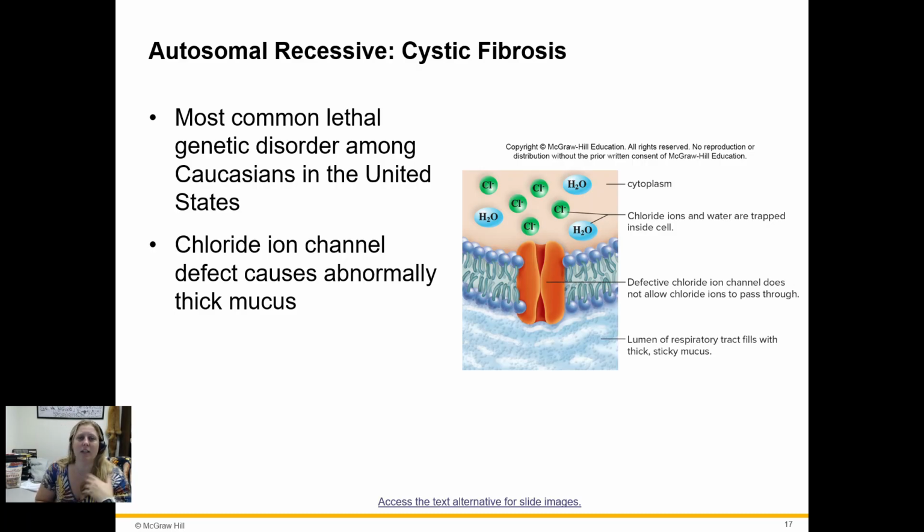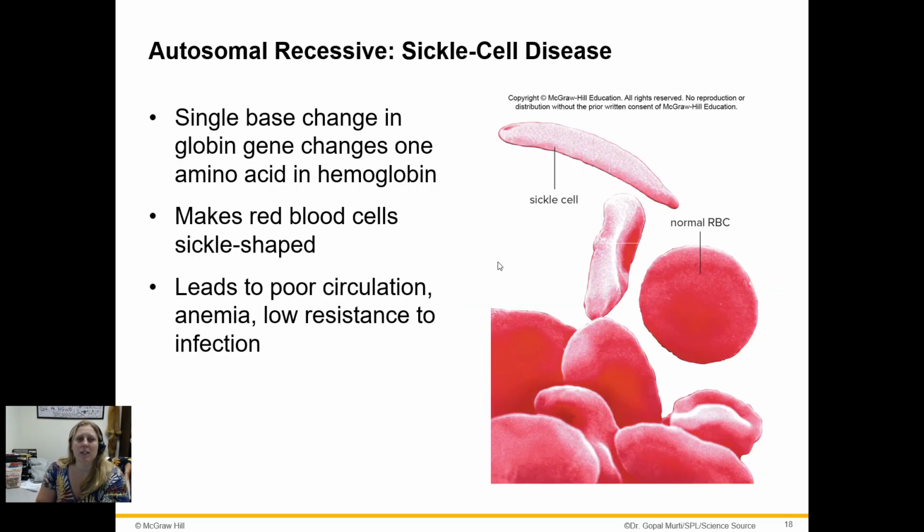And so again, it's just that reminder that every reproductive event has the equal chance of being recessive if it is a recessive allele that can be inherited. Okay. In addition, we see things like autosomal recessive and sickle cell disease.